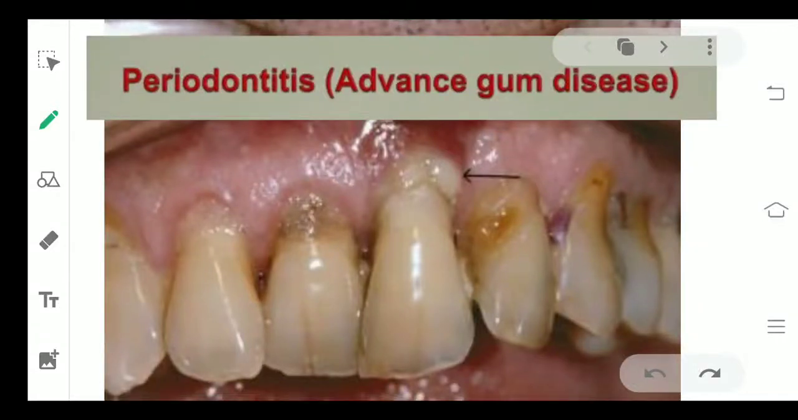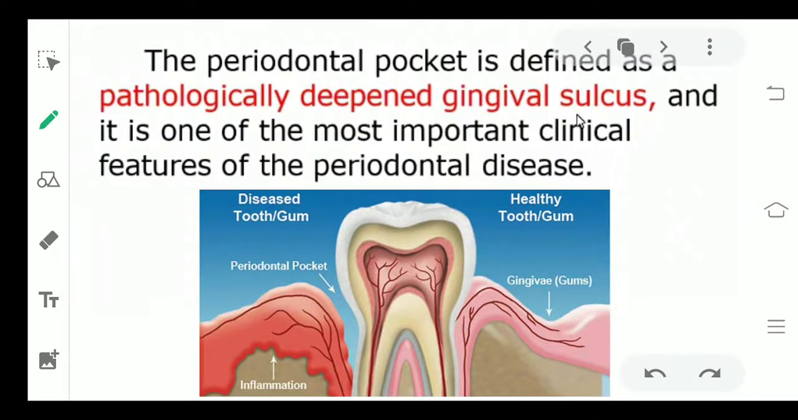Today we are going to study another very important topic, that is periodontitis. Now this is a very common gum disease, or you can say an oral disease, which is very commonly seen in patients these days. So having a brief or a general idea about it is very important. Moving ahead, what is periodontitis?